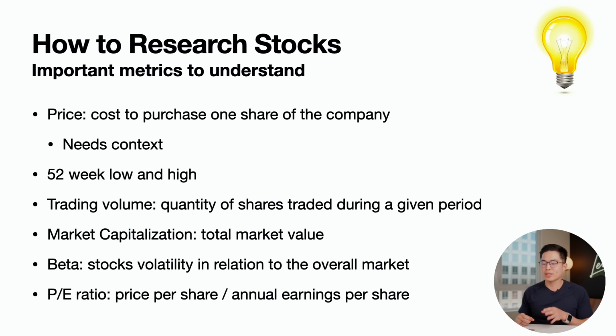The next thing you can look at is the 52-week low and high. So this is the lowest price that company hit in the last 52 weeks and the highest price that the company hit in the last 52 weeks. So it just gives you some context as to where the share price is currently.